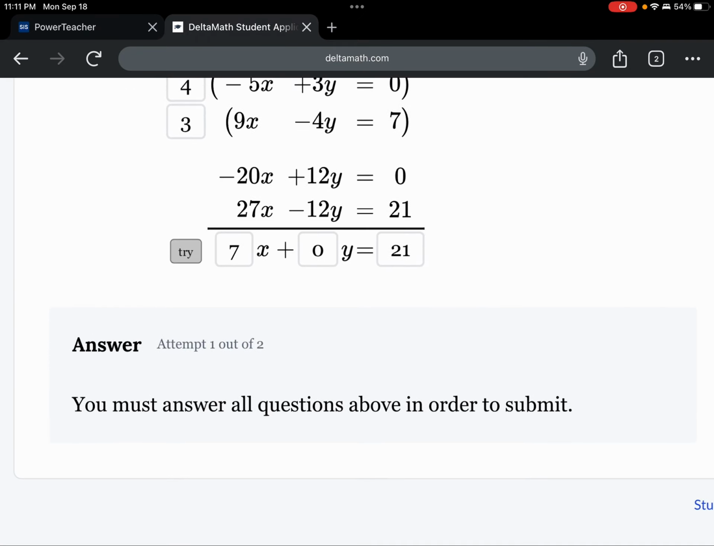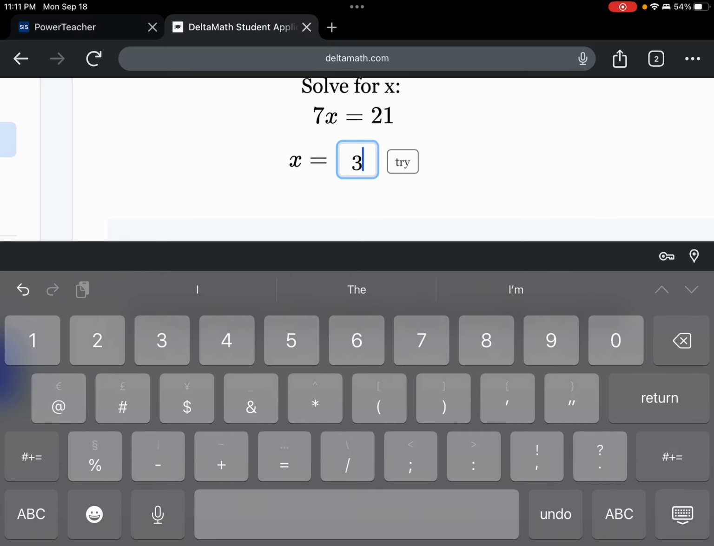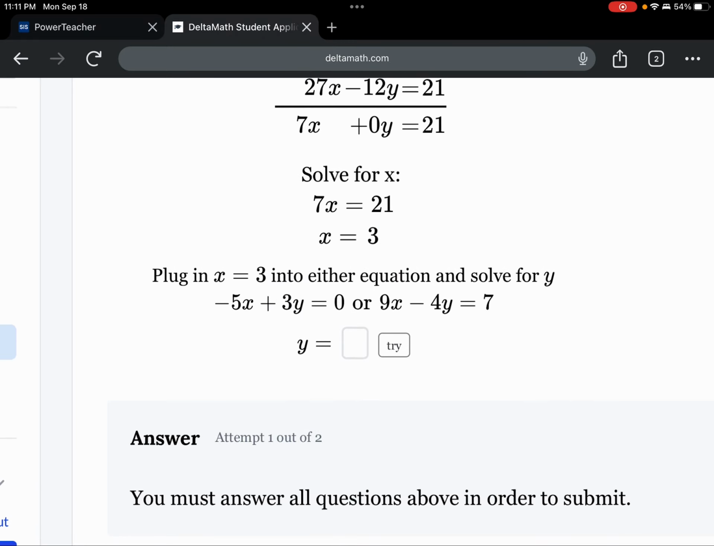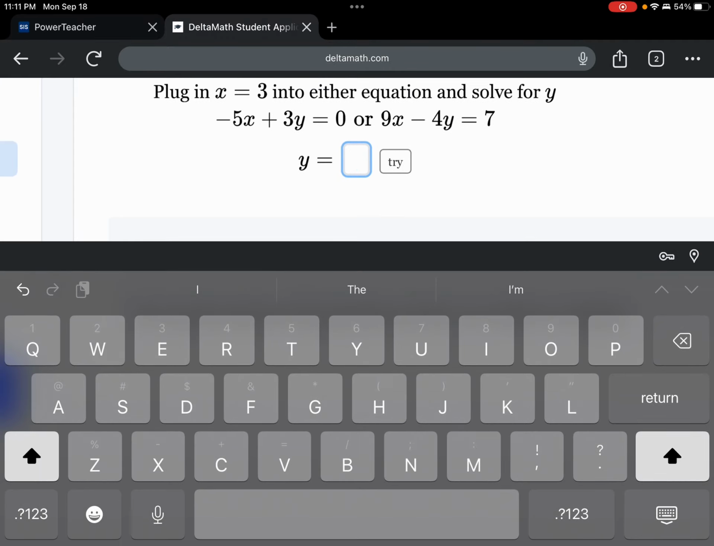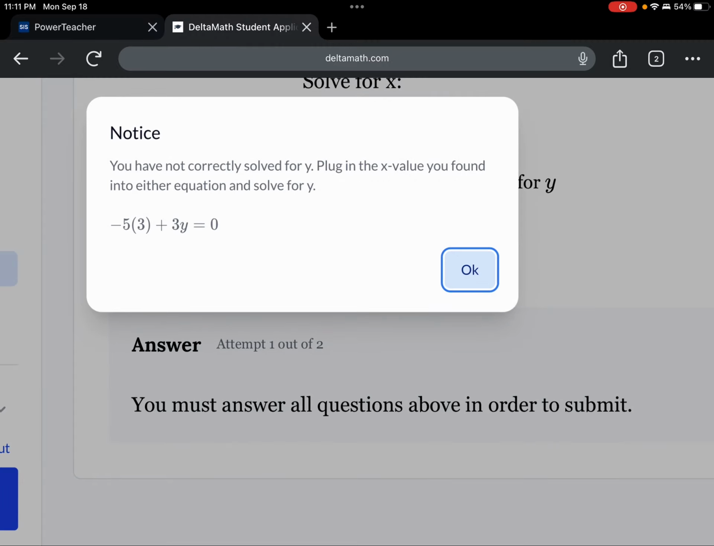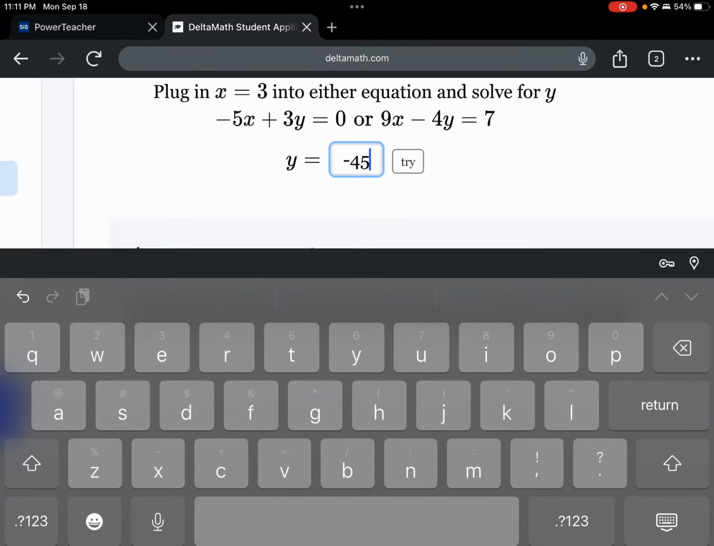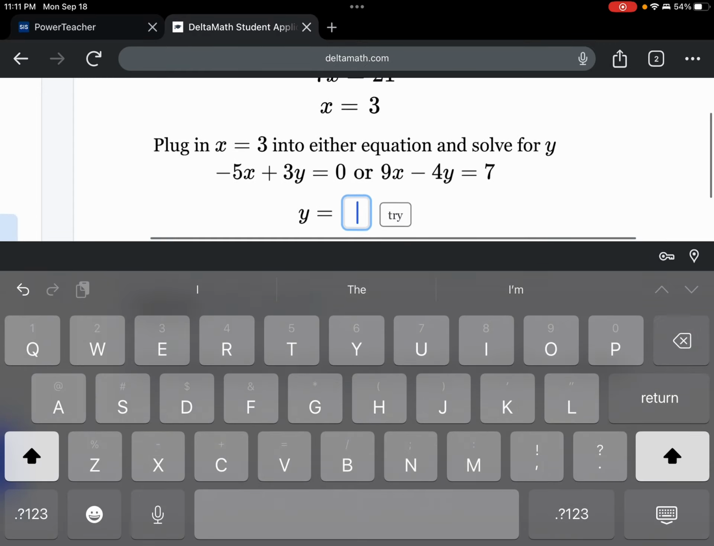As soon as I click try, if I've got the right numbers, Delta Math is going to say to me, oh yeah, cool, solve for x. And that'll be something that is hopefully very easy. And the good news with this problem is when you click the word try, if you put in something that is very, very wrong, let's pick negative 45 here, it says you have not solved correctly for y, plug in something different and try again. It's not even going to take away one of your answer choices. So just make sure that you're going to do something that makes sense.